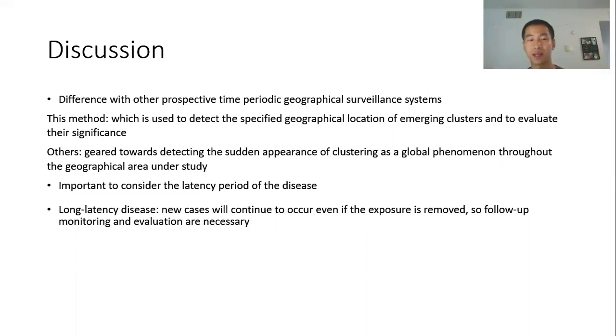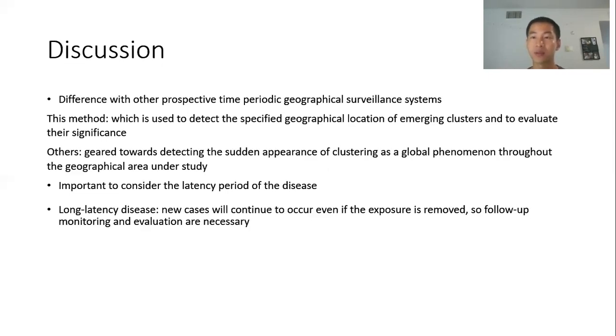Finally, he points out the latency period of the disease plays a very important role. That is, for long latency diseases, even if all the exposure were remote, new cases may continue to occur. And the follow-up, monitoring, and evaluation will be very necessary. So this is the end of the paper here.